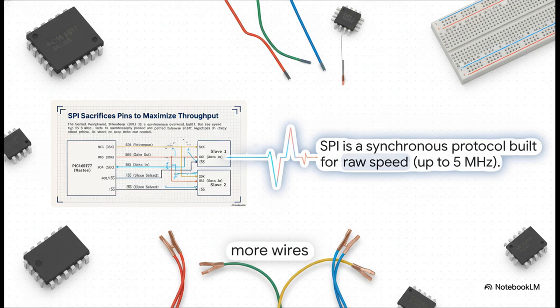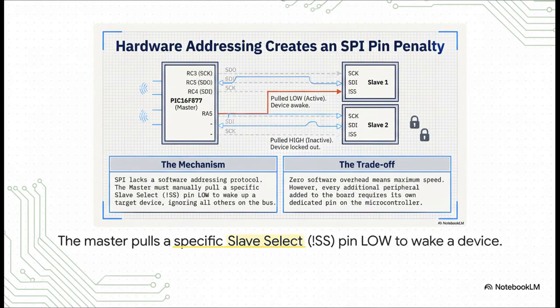But you can probably already see the trade-off, right? More speed is costing us more wires. Now, this brings up a really important question. How does the master pick which slave to talk to? With SPI, the answer is kind of brute force. It's pure hardware. The master needs a separate slave select pin connected to every single slave. To talk to one, it just yanks that specific pin low. That one device wakes up, and all the others just ignore everything. We call this hardware addressing, and while it's super simple, it gets really expensive on your pin count, really fast.